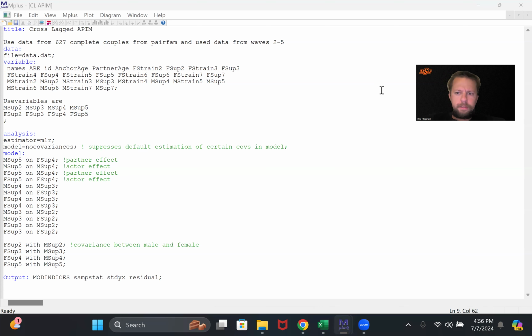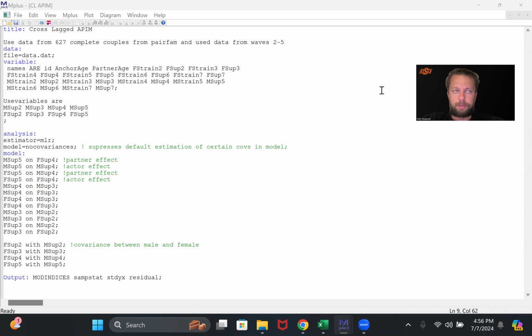Hello, everyone. In this video, I will be going over the cross-lagged actor-partner interdependence model. So if you're watching, you probably know something about the APIM, and so this is just going to be a special case of a longitudinal APIM in which we are only going to measure kind of one variable across two partners, two people, two dyad members over time.